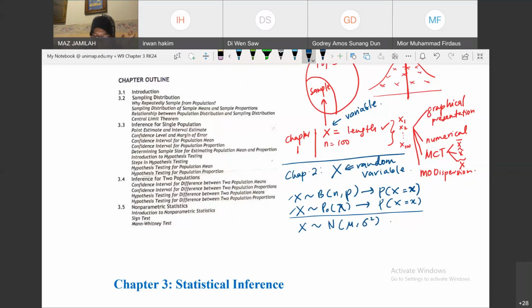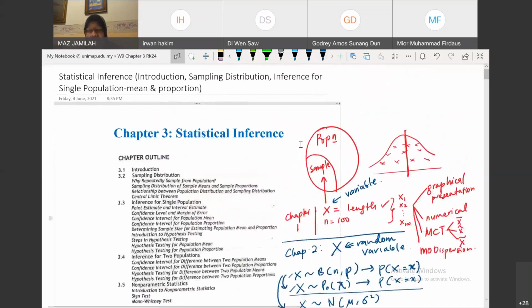For example, we can approximate our binomial into Poisson following certain conditions. And this also can be done to normal probability distribution. So I wish to simplify the gist of what we have covered so far in chapter 1 and chapter 2. Now, what you have covered in chapter 1 and chapter 2 is not yet covering the statistical inference that we need to study.